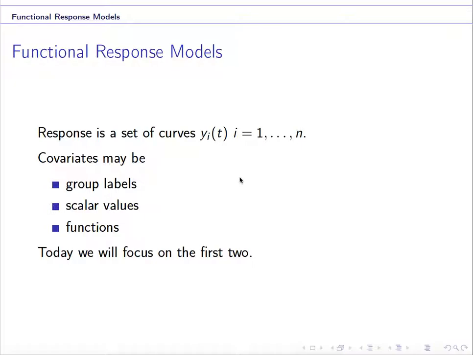The first case is when the response is a function and the covariates are scalar variables. These scalar variables can be group labels, like some discrete variables, or can be continuous scalar variables. So today we will focus on these two cases, and there's another more complicated functional linear model when both response and covariate are functions. We will talk about this third model later on. So let's first focus on the first two cases, when the response is a function and the covariates are scalar variables.